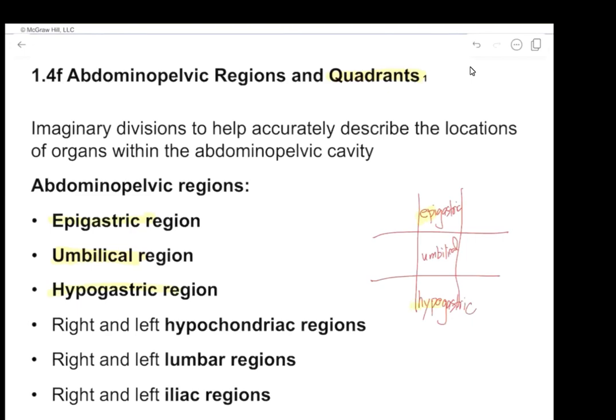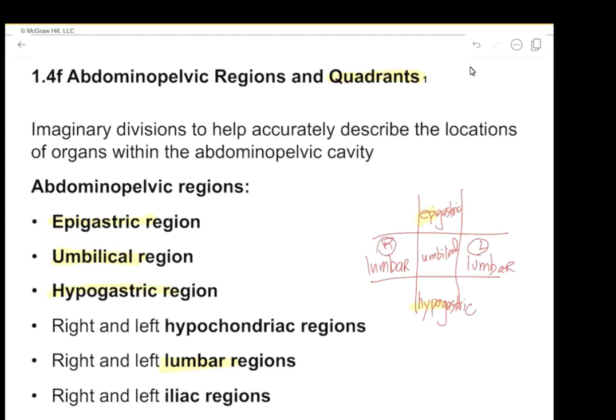Then we have the lumbar regions. Those are kind of easier because it's the lower back. And the important thing that you want to understand when you're looking at an anatomical model or you're considering your patient, for example, is that your right is their left and vice versa. They're facing you, so your left will be their right. So this would be the right lumbar and the left lumbar.